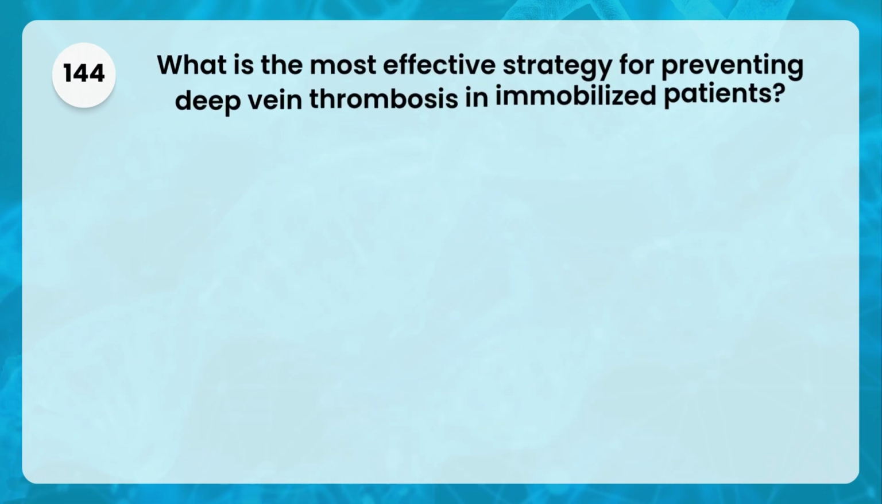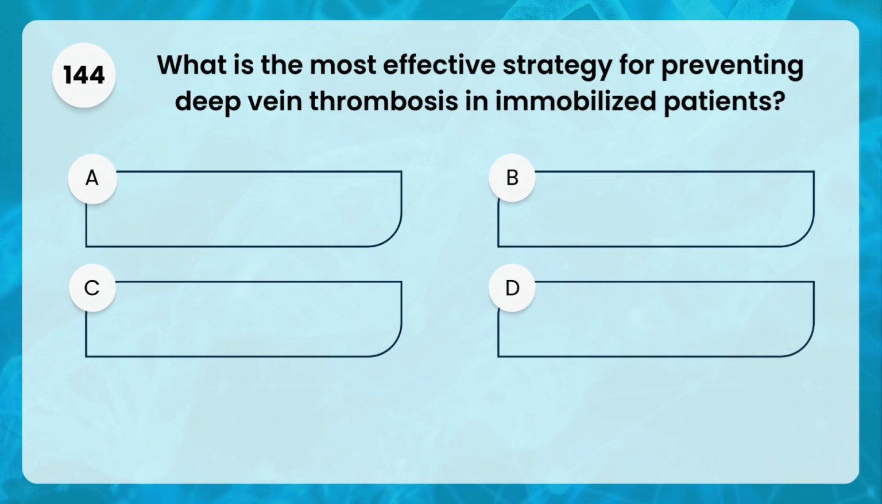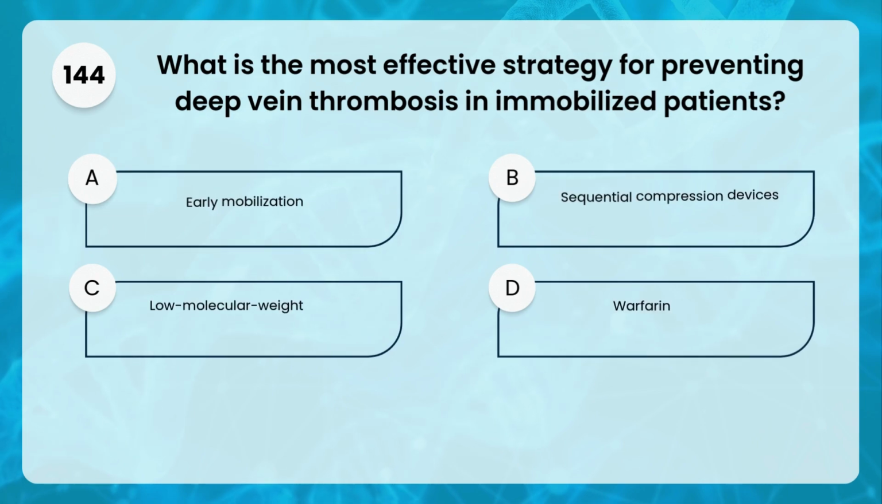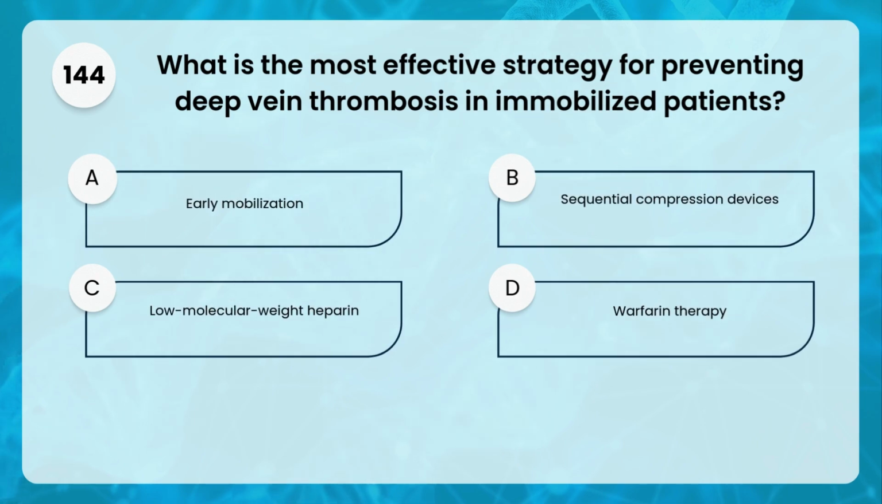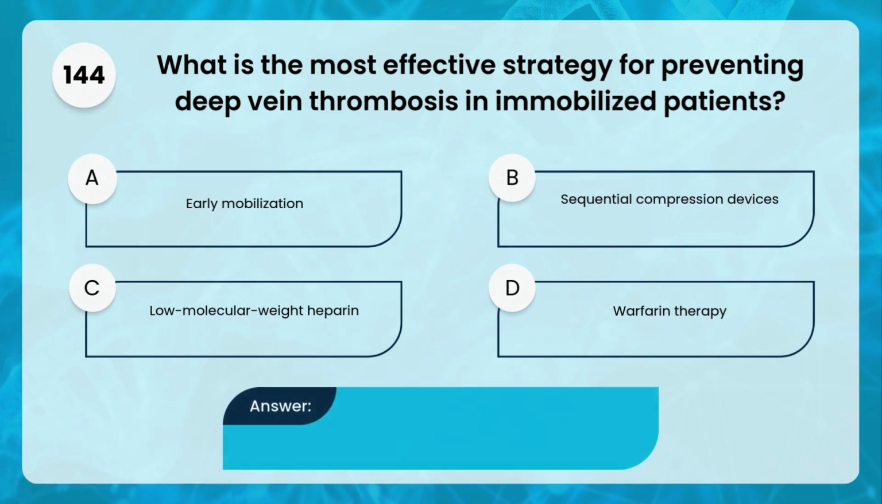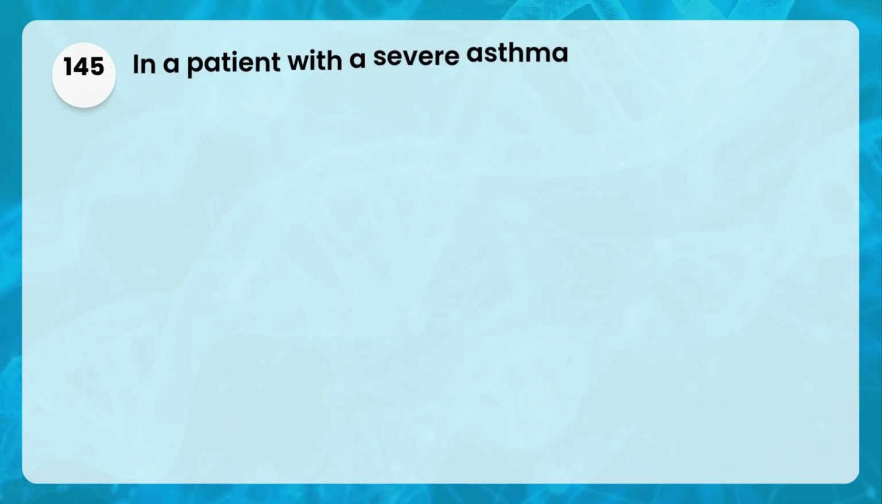144. What is the most effective strategy for preventing deep vein thrombosis in immobilized patients? A. Early mobilization. B. Sequential compression devices. C. Low molecular weight heparin. D. Warfarin. The answer is C. Low molecular weight heparin.